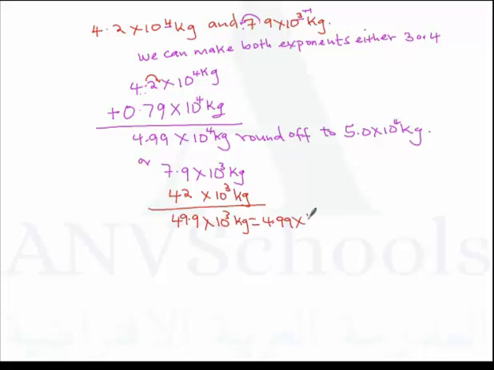So we can convert this to 4.99 multiplied by 10 power 4. We have to move the decimal, because we know that our answer should have only one digit to the left of the decimal point. As we move it, the power will increase. So this is in kilograms, rounded to 5.0 multiplied by 10 power 4 kilograms. Note that the units remain in kilograms throughout.